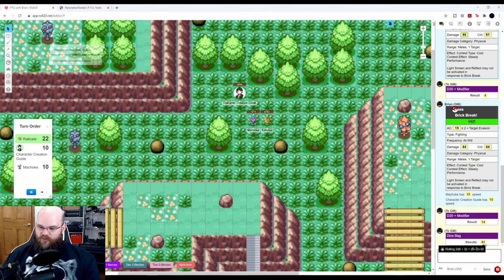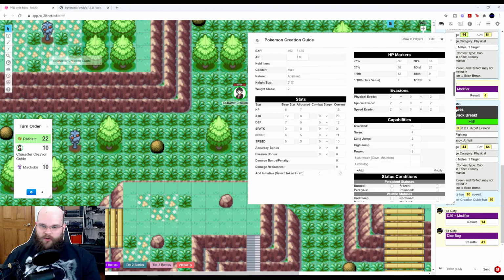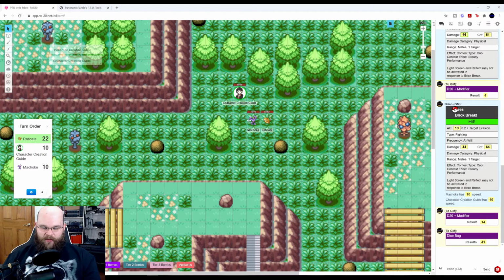So this dealt it 41 physical dark damage. Let's go to our Pokemon here. It's got a defense of 12, so we're going to reduce that down to 29. And we're going to take half of that. So half of 29 is 14. So we take 14 damage. Okay, not too bad of a hit.